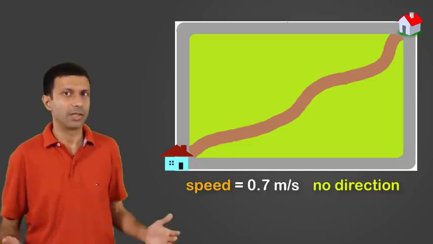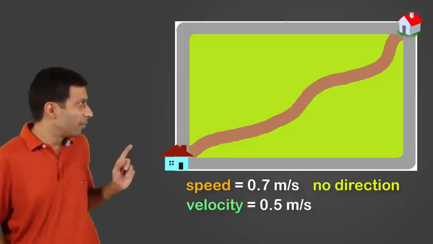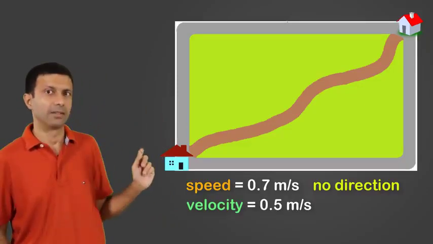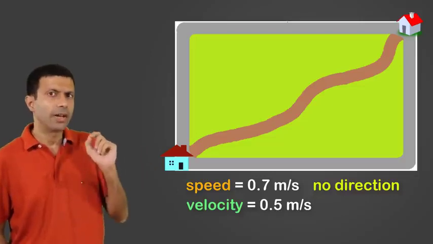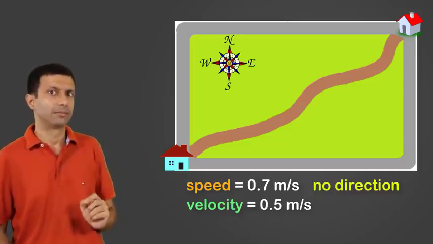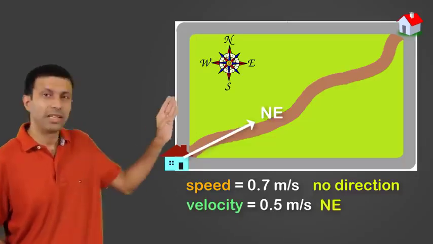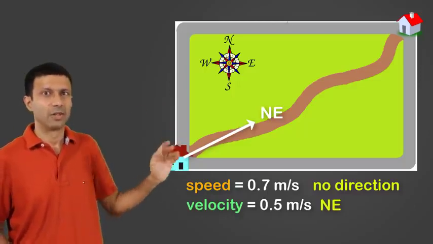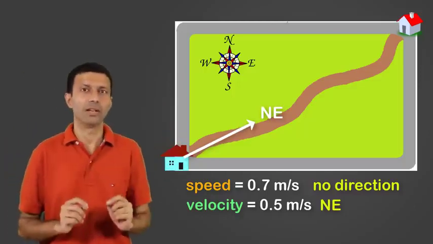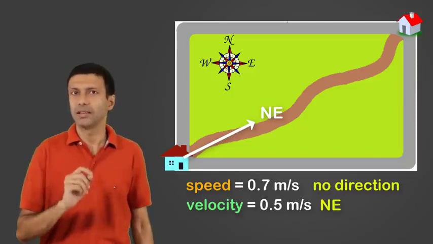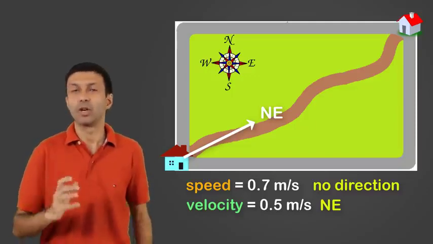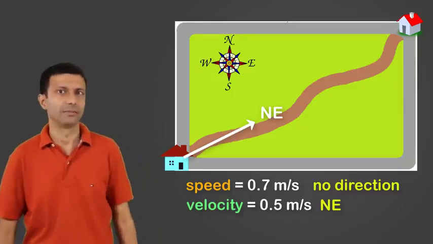And what was our velocity? That's right, 0.5 meter per second. So what is the direction of the velocity here? It's along the northeast direction. So the complete answer of velocity will be 0.5 meters per second northeast because it's a vector quantity.